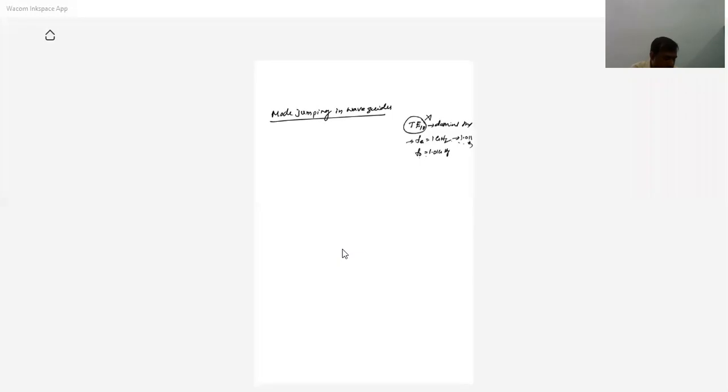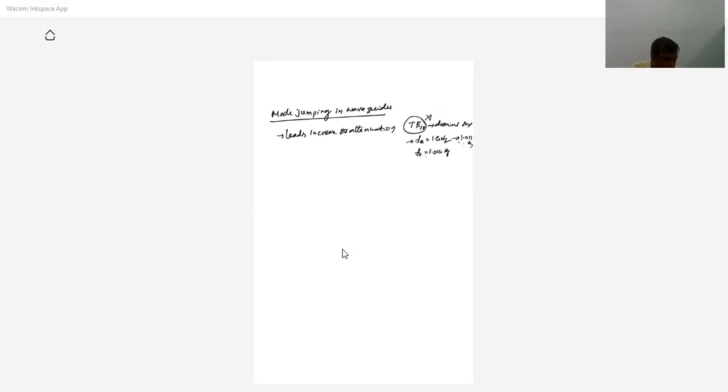Mode jumping depends upon the arrangement of the waveguide; you can avoid mode jumping with proper selection of the waveguide. This is also there in our book, that you can take. Mode jumping leads to an increase in attenuation. Why? Because higher modes increase the attenuation.